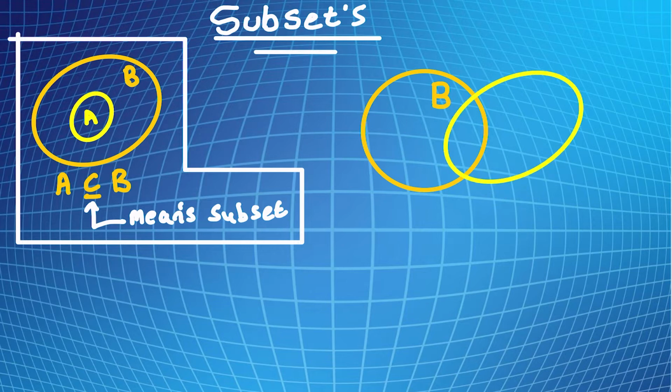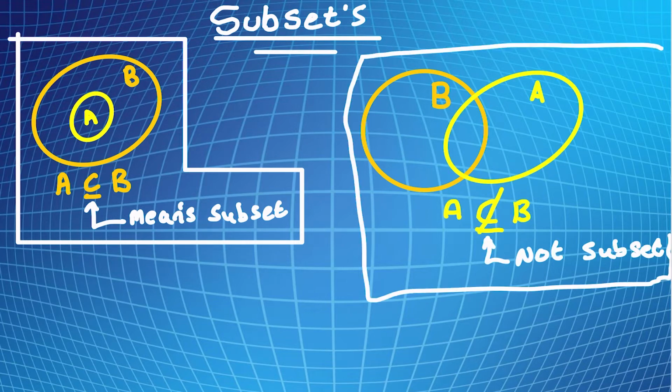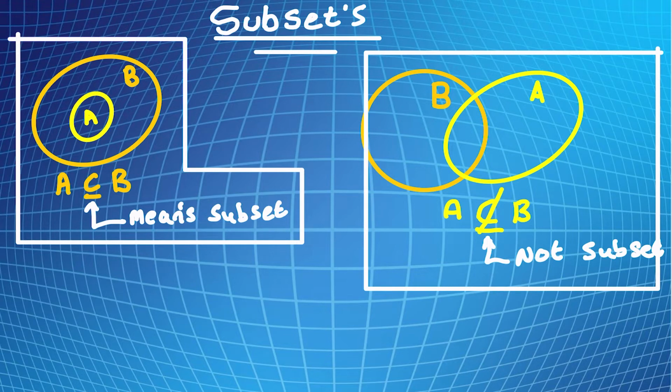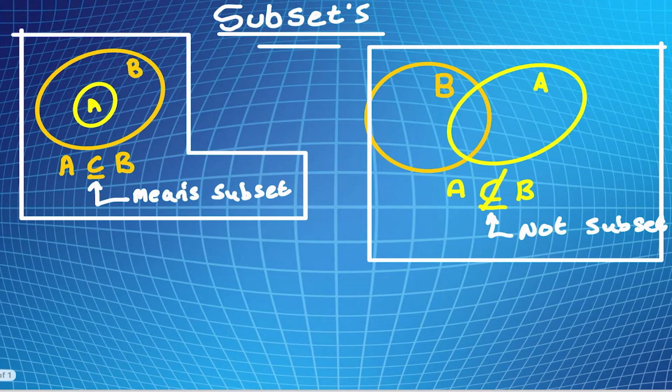The picture on the right is not a subset, and that's why there's a line through the subset symbol. It's not a subset because A and B are not, or A or B are not fully within one another. In the picture on the left, A is fully within B, which makes it a subset. Think of subset meaning contained in or in.